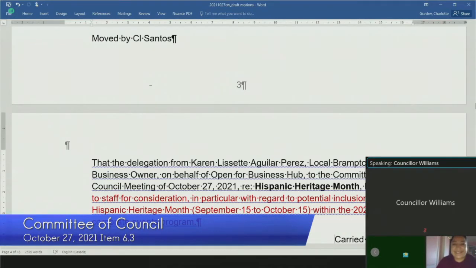Thank you, Councillor Williams. Councillor Medeiros. Through you, Chair, and very briefly, Karen, thank you so much for coming to delegate, and I will support the motion by my colleague moving forward.